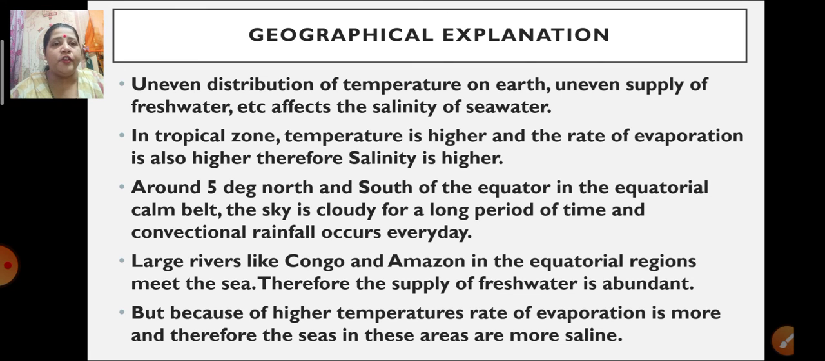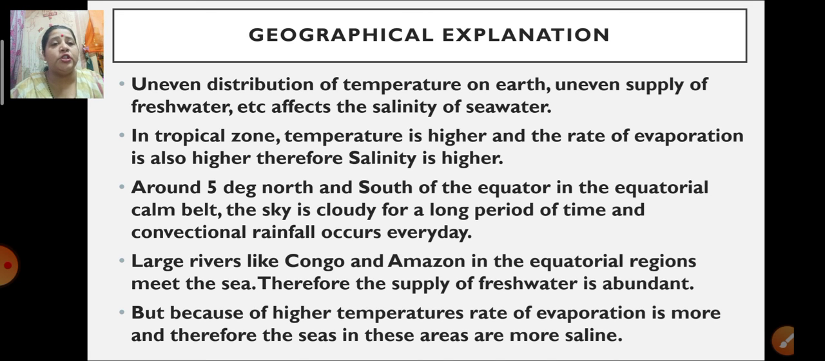But around 5 degrees north and south of the equator, in the equatorial region called the equatorial calm belt, there is an exception. The sky is cloudy for a longer period of time, and convectional rainfall occurs almost every day. We have learned in our previous chapter that convectional rainfall takes place near the equatorial region. So this is the part where convectional rainfall takes place.